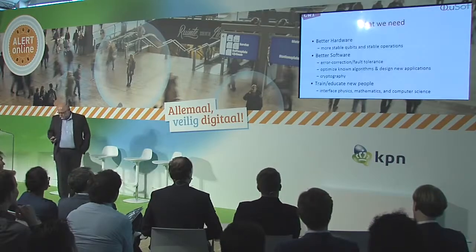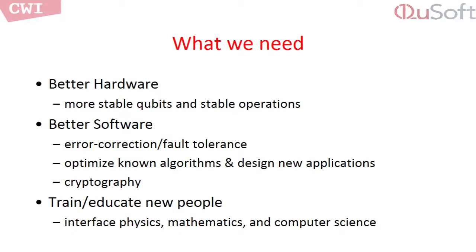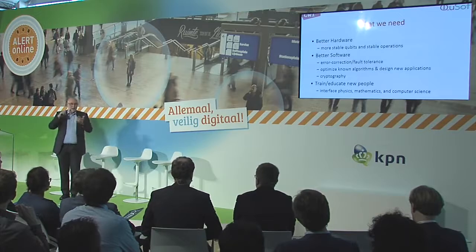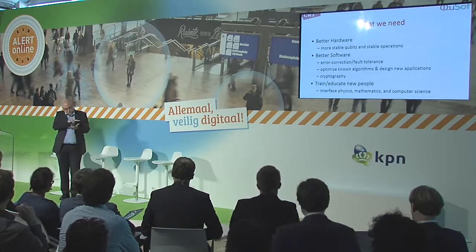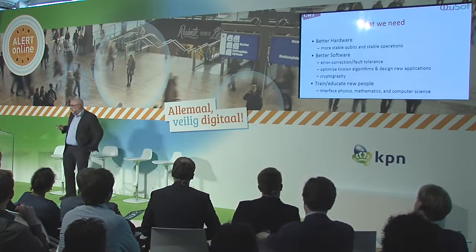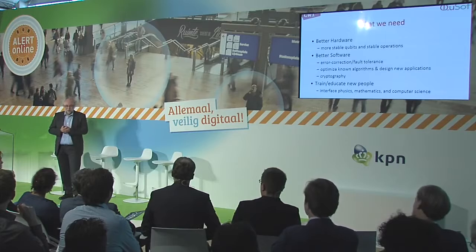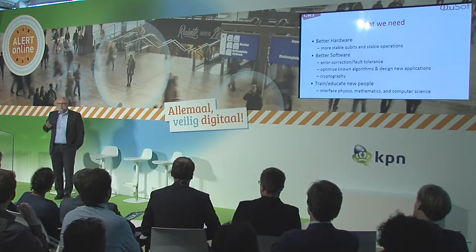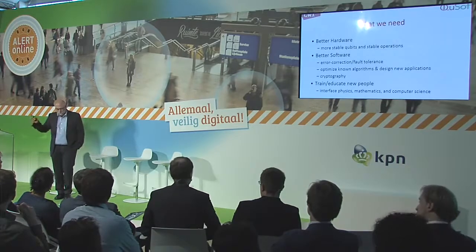And I have a wish list of what we need. That's better hardware. So guys, build better qubits. We need better software, error correction, optimization, basically the things I've been talking about for these 30 minutes. And then last but not least, we have to educate new people, especially because they are on the interface between computer science, mathematics, and physics. You really have to know these three areas to make some headway in this field. Young people need to learn this and get very comfortable with this awkward model called quantum mechanics and this awkward computer called the quantum computer. And I think we should invest in that. Thank you.